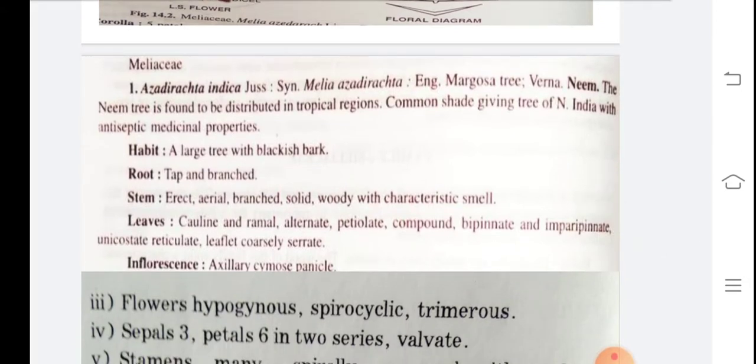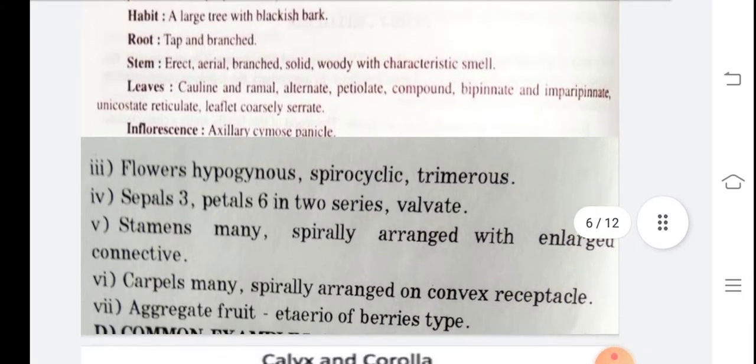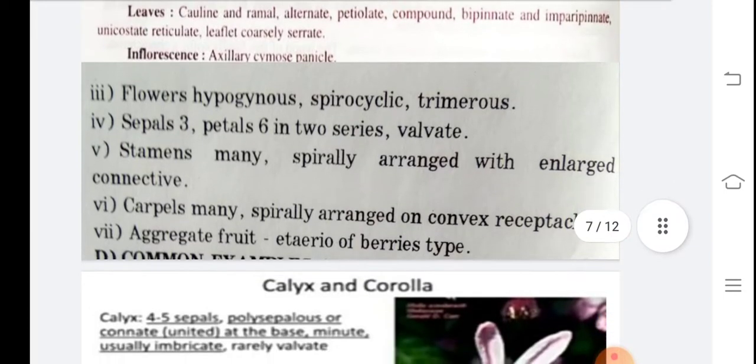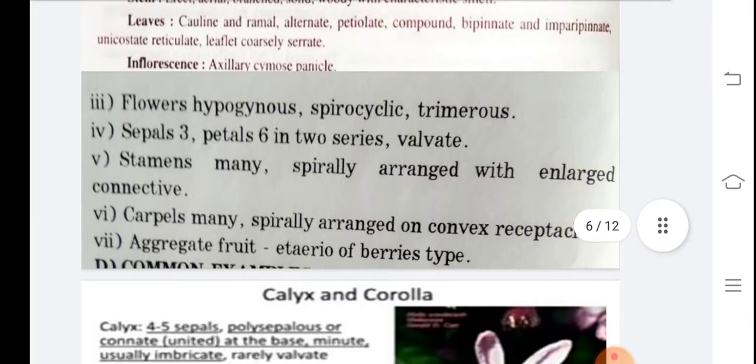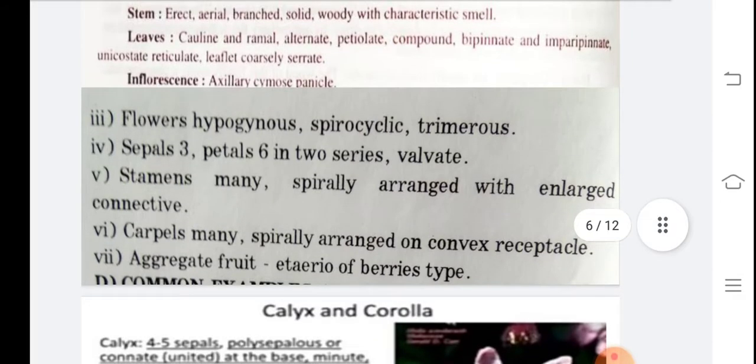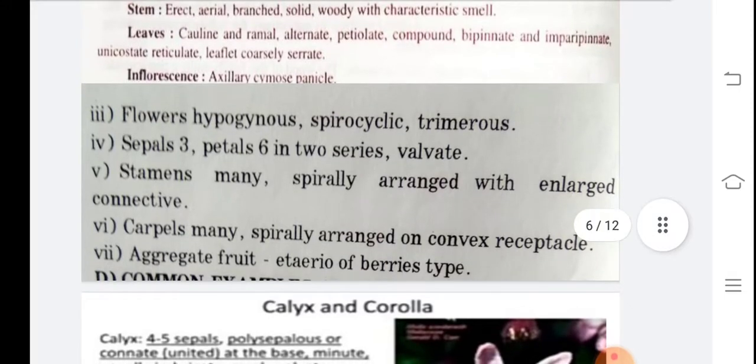Then leaflets are there, and unicostate reticulate panicle. Inflorescence is mainly cymose type, and it shows the panicle condition, axillary panicle. Flowers hypogynous, pentacyclic, trimerous. Trimerous means the petals are 6, in 3 plus 3. And flower hypogynous means all floral parts develop below the ovary.